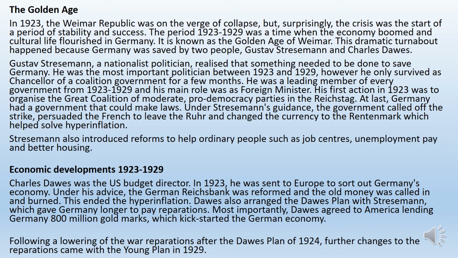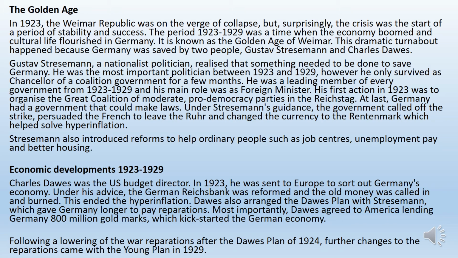Charles Dawes was the U.S. budget director. In 1923, he was sent to Europe to sort out Germany's economy. Under his advice, the German Reichsbank was reformed and the old money was called in and burned. This ended the hyperinflation. Dawes also arranged the Dawes Plan with Stresemann, which gave Germany longer to pay reparations. Most importantly, Dawes agreed to America lending Germany 800 million gold marks, which kick-started the German economy.